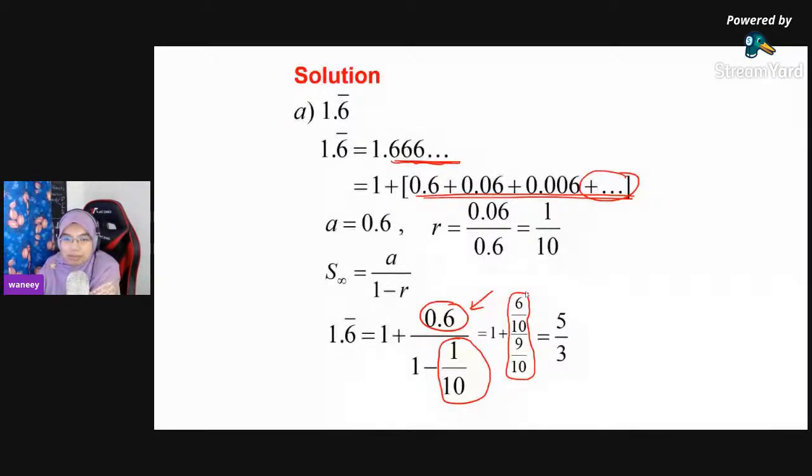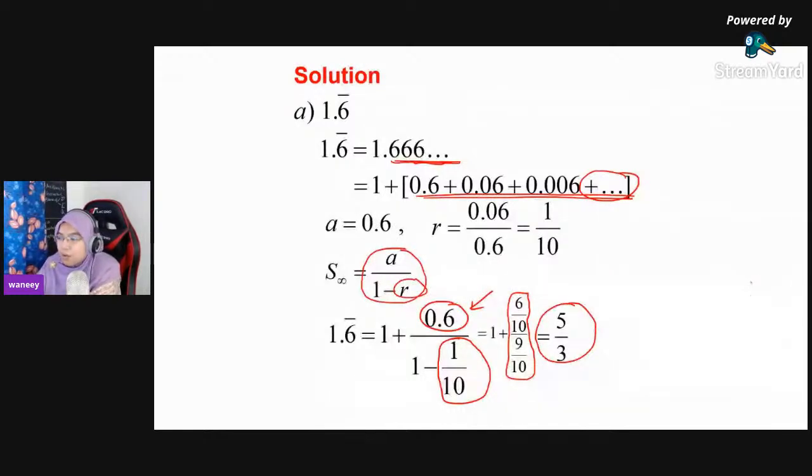Do remember to write them down first and then check which number they are repeating. From that, we are going to calculate S infinity for that number. Make sure to calculate what is the first term and what is the common ratio, and then substitute. Do make sure to simplify the fraction first before you add with 1. So that is how we come out with 5 over 3.